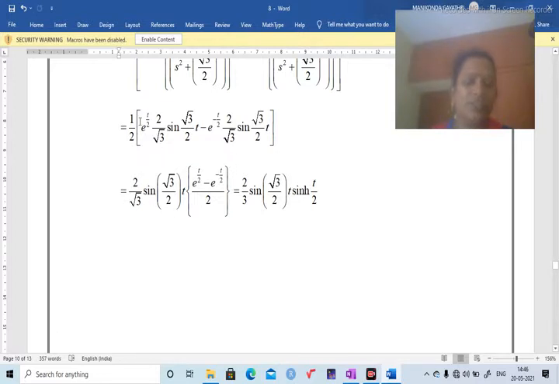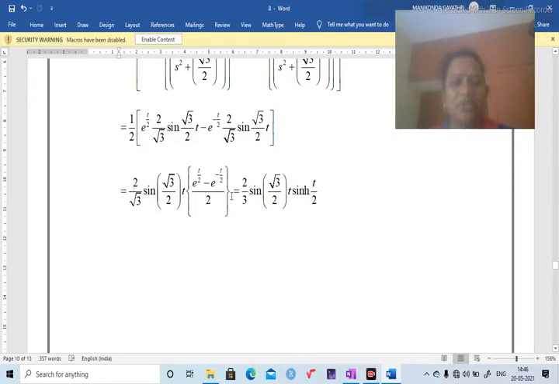So observe, here 1 by 2 is there. 2 by root 3 is common, 2 gets cancelled. Then you are going to get 1 by root 3. Sin of root 3 by 2 into t is common, take it outside. Here we only have e power t by 2 minus e power minus t by 2. But I am writing 2 in the denominator by multiplying with 2.